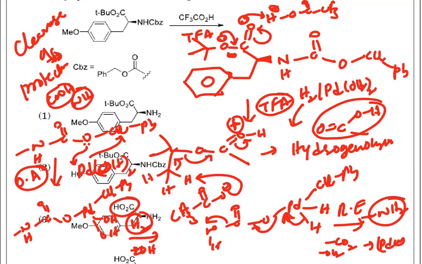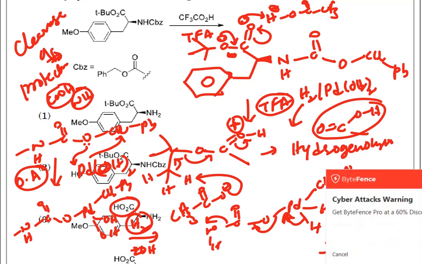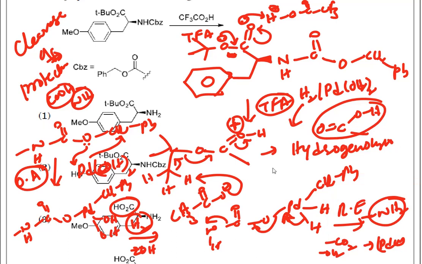NH2 functional group. Okay, so the best reagent here, H2 palladium catalyst, that is hydrogenolysis, is the best case to deprotect that NH2 from that CBZ. Okay, right, and that's why here we can say TFA is going to deprotect this carboxylic functional group only, not that NCBZ.